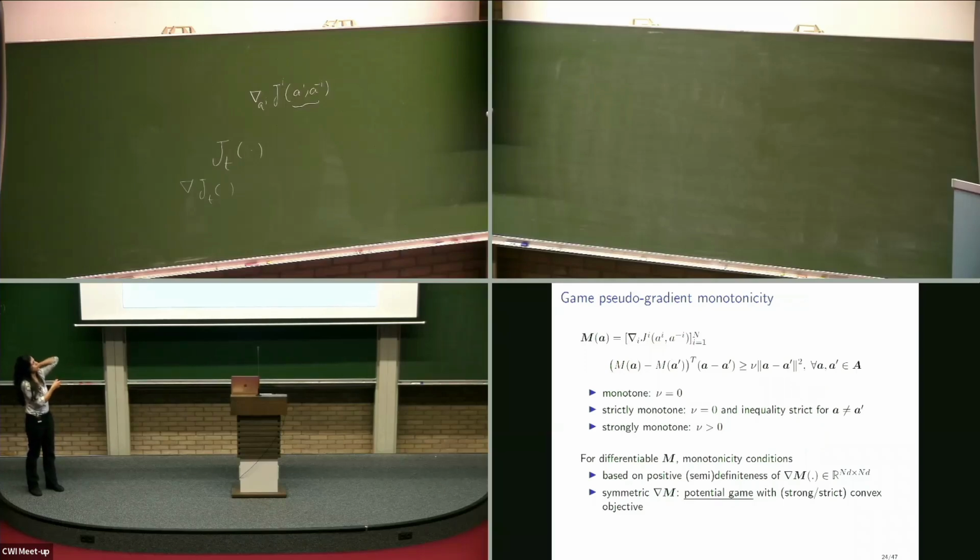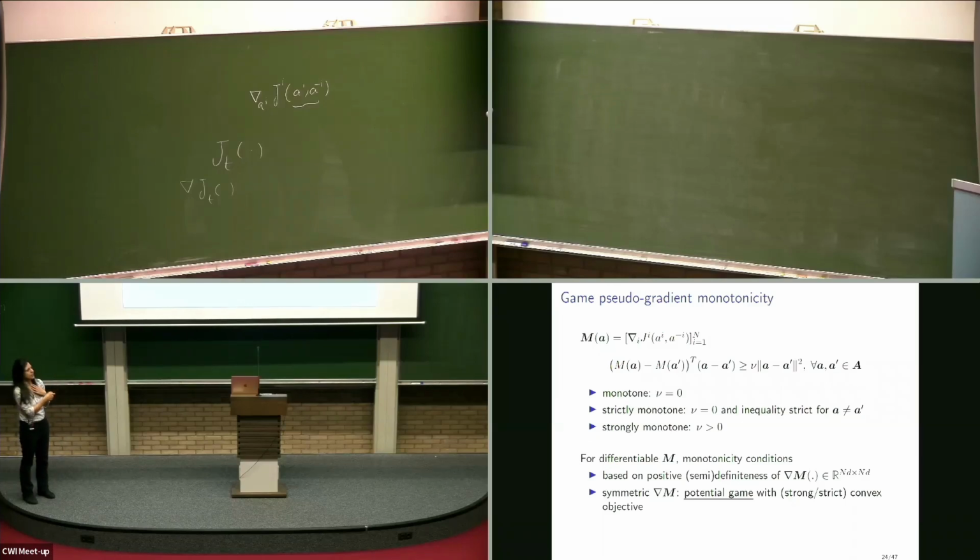The sufficient properties we would need are based on the so-called monotonicity of this pseudo gradient. We call this mapping monotone if the following inner product is always greater than or equal to 0, strictly monotone if it is always strictly greater than 0, and strongly monotone if it is greater than or equal to this mu times the norm of the difference between A minus A prime squared. If this was a gradient mapping, this would be exactly like the definition of convexity, strict convexity, and strong convexity. It's just generalizing these definitions to a case where this is not a gradient mapping, okay?